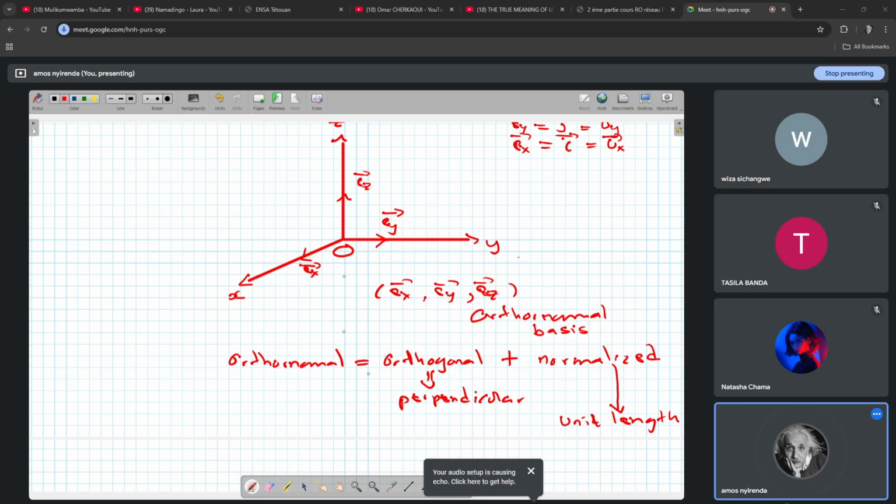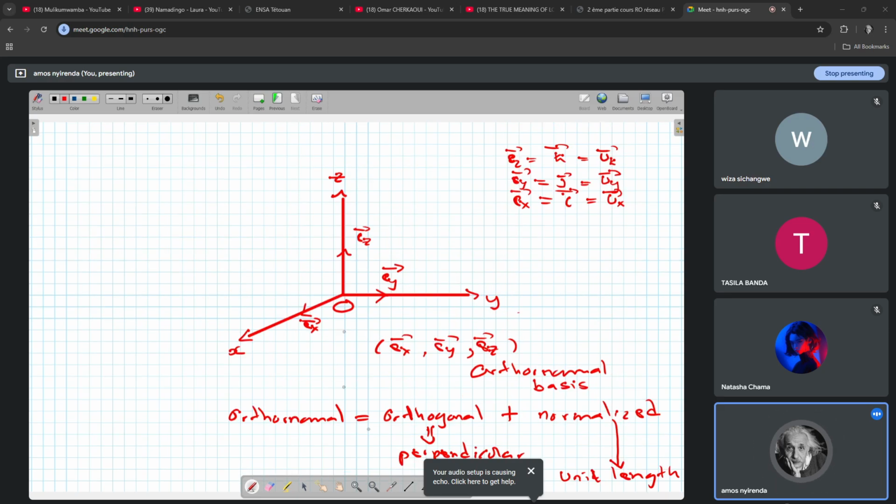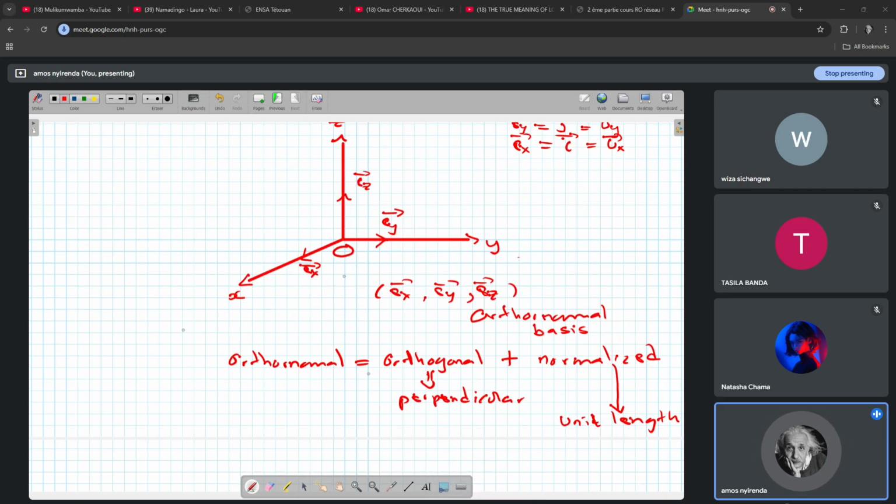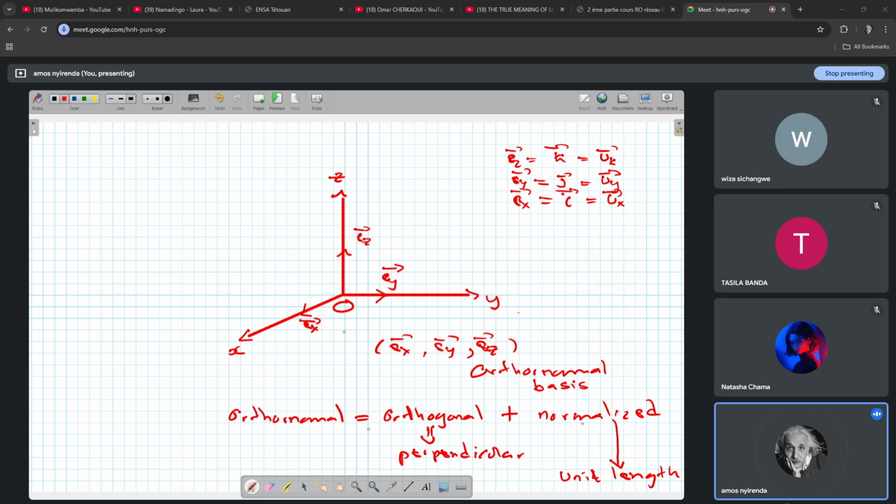So this is the Cartesian coordinate system. The vectors EX, EY, EZ form an orthonormal basis. Now, orthonormal means two things. It means orthogonal, meaning take any two of these vectors in whatever combination: EX, EY, EX, EZ, EZ, EY. You can take any combination you want. They're going to be perpendicular to each other, deux à deux. And the other part is that they're normalized, meaning the vectors are going to be of unit length.